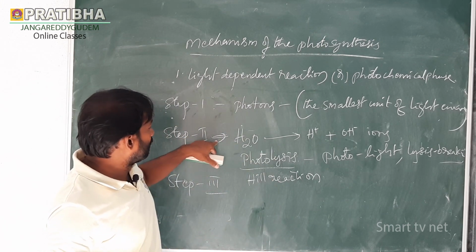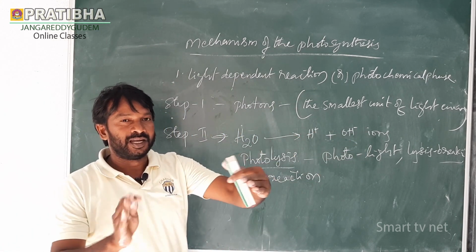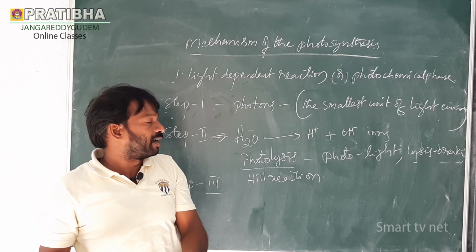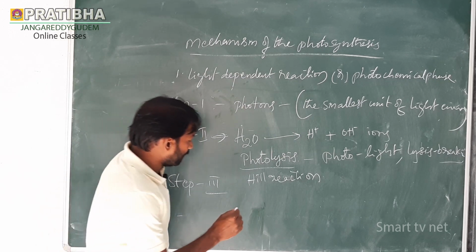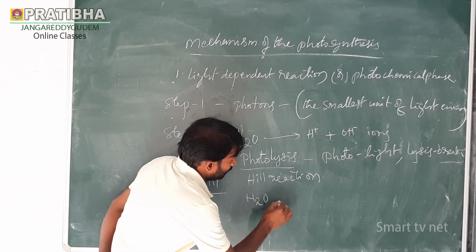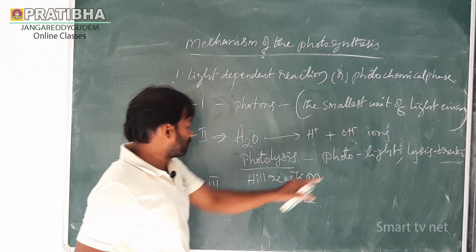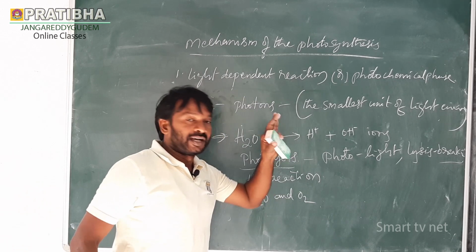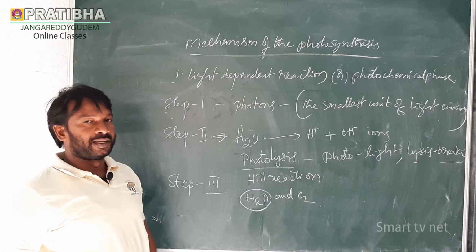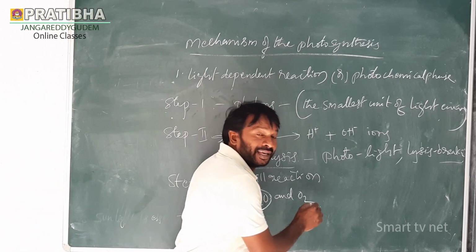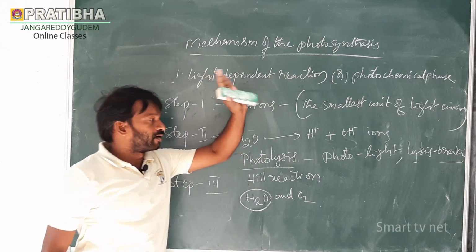The hydroxyl ions formed in photolysis, after a number of reactions, gather and form water and oxygen. This water is again used by the plant, but the oxygen is released into the atmosphere. Okay, hydroxyl ions are over.